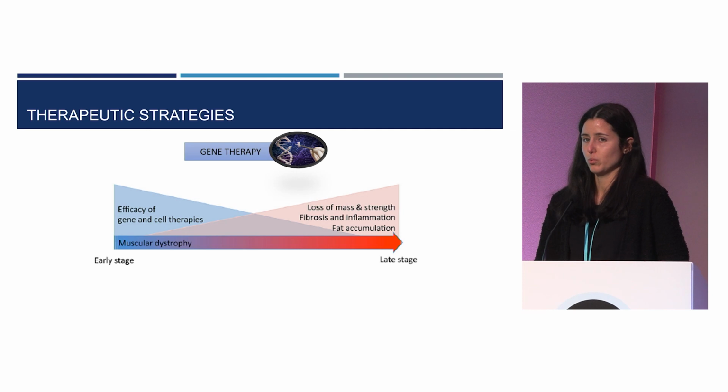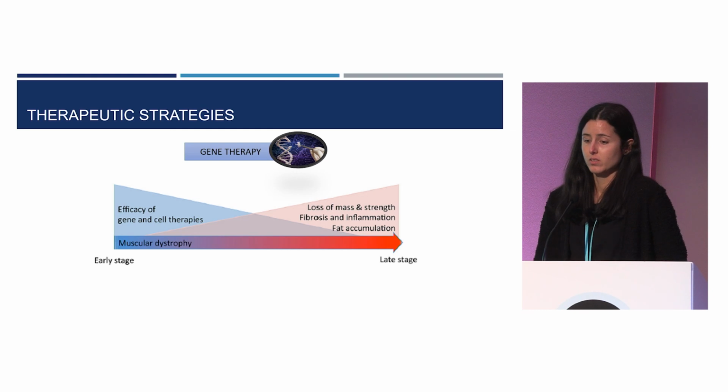So in early stages, when the muscle is still well preserved and there is not a lot of inflammation, fibrosis, or adipogenesis, the delivery of the gene therapy is more efficient because it can target the muscle. There is more muscle tissue, so it's easier to target. However, as the disease progresses, we lose a lot of muscle tissue and we have more fibrogenesis and adipogenesis. So it's more difficult for those types of therapies to arrive at the muscle because there is less tissue content.